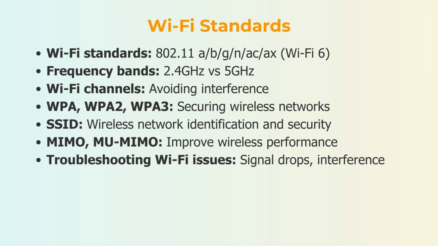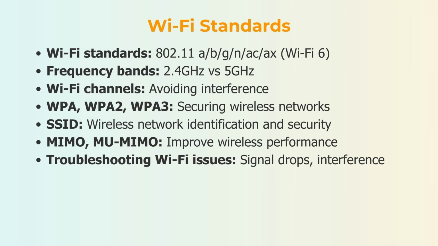Wi-Fi operates on two frequency bands, 2.4 GHz and 5 GHz. The 2.4 GHz band has a longer range but slower speeds, while the 5 GHz band offers faster speeds but with a shorter range. Knowing how to choose the right Wi-Fi channel to avoid interference from other devices, such as microwaves or cordless phones, is key to improving performance.